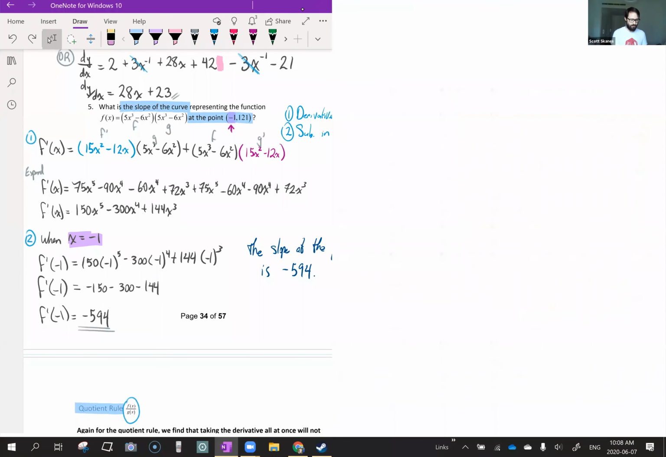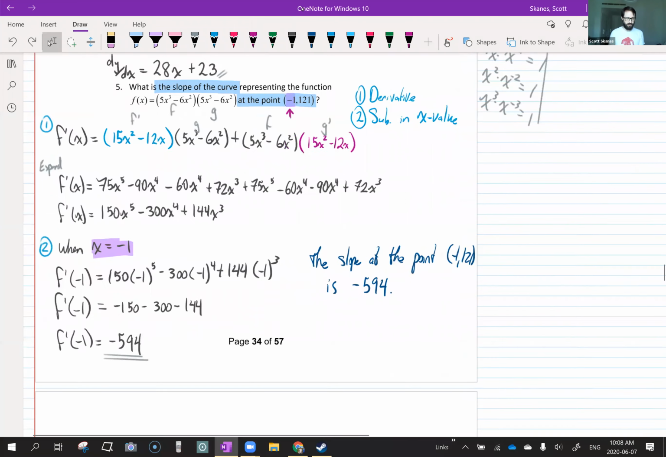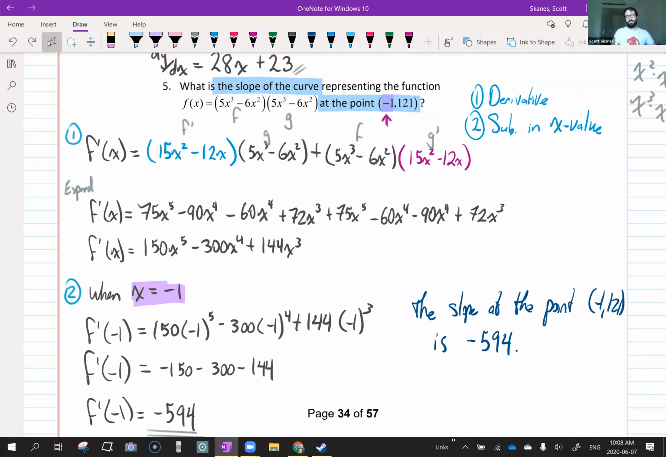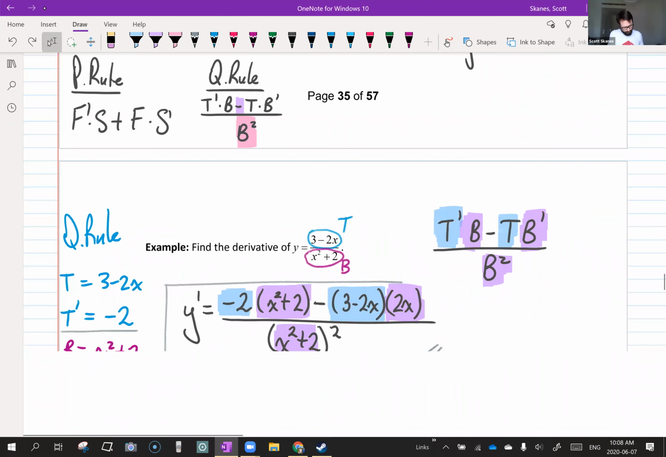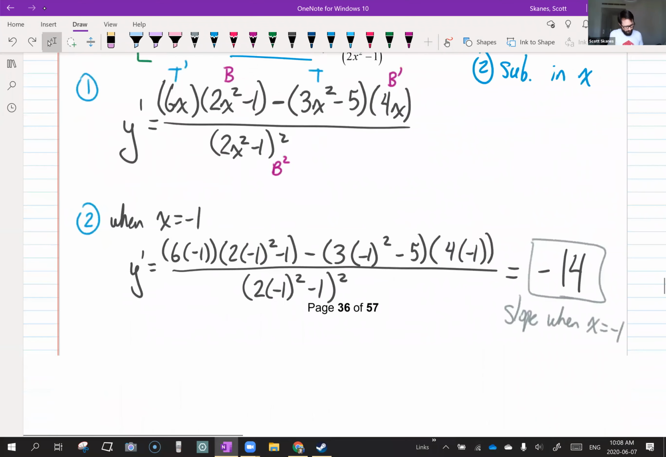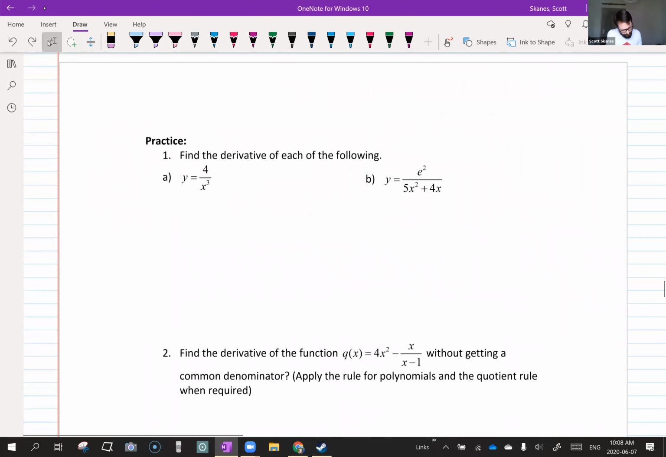All right, so hopefully I didn't confuse you with that. I was just trying to tell you a little bit more about what we're doing here. But if I confused you, don't worry, I'm not going to make you do that on a test. Not the graphing part. Okay, let's move on to quotient rule practice. I've already done some of these. This is page 37.